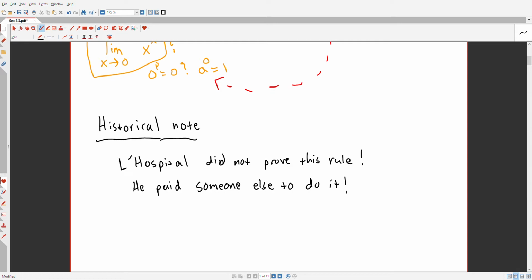He went up to Euler, famous mathematician, and said, hey, you're really smart. I think this is true. Why don't you be the one that proves it? Here's some money, and then I get to put my name on it. And that just goes to show you that in calculus, evidently paying for stuff is totally fine. That is a joke. Don't do that in calculus. That could really threaten your grade here.